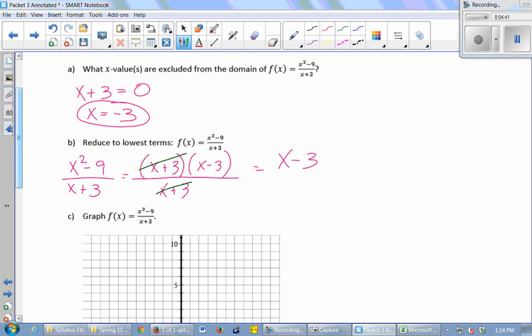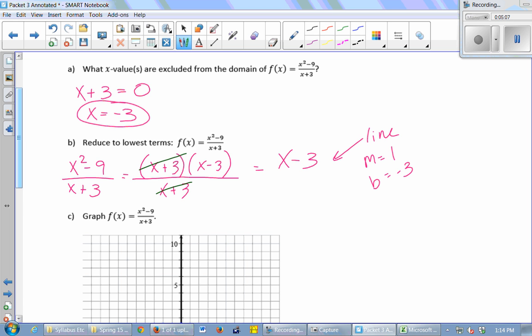It's a line. What's its y-intercept? -3. Do you guys completely forget how to graph lines? Y-intercept's -3. What's its slope? 1. This is a line. Slope is 1. Y-intercept is -3.